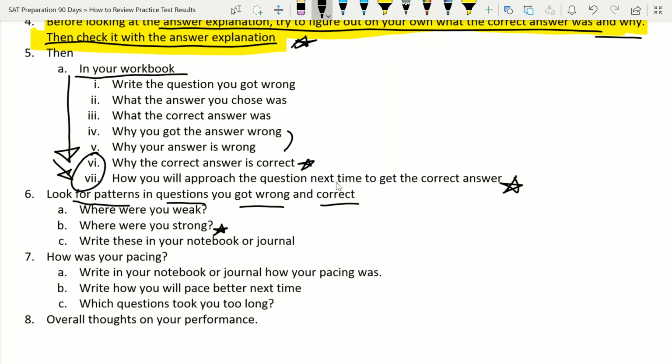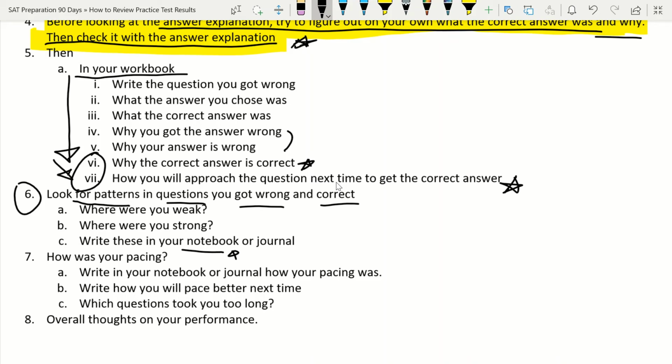So you're going to write the areas that you're weak and the areas that you're strong in your notebook or in, I said in day one, you could have a journal if you want, but if you don't have that, because I haven't really been directing you to use it, then you can just put it in your notebook. Either one's fine. So that's really what you're going to want to do for step 6: just looking for patterns where you're right, where you're wrong, where you're strong, and where you're weak.